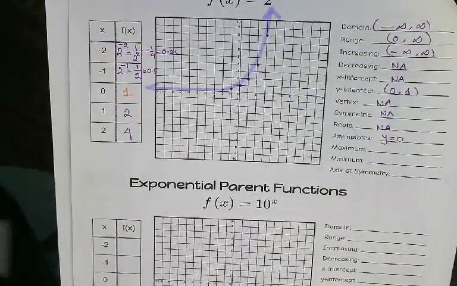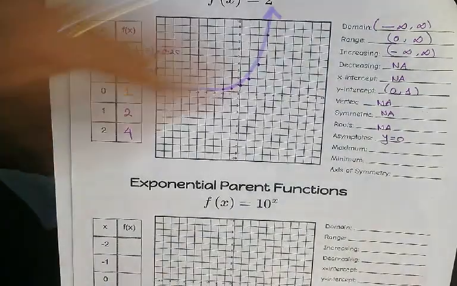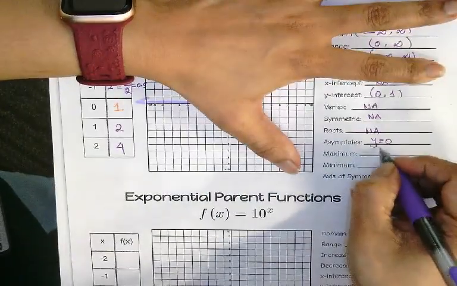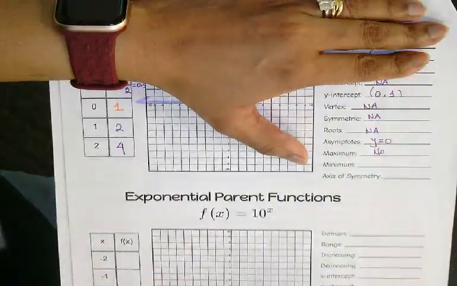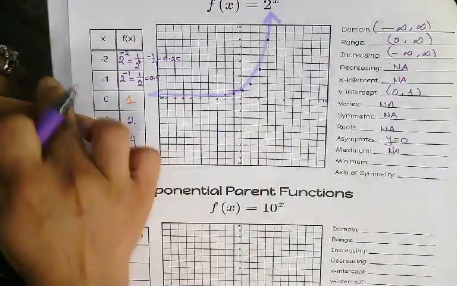Maximum, do we have any maximum value? None, because we're not stopping anywhere. We're moving forward everywhere. So there is none. Minimum. We cannot say minimum because it's going to keep moving.